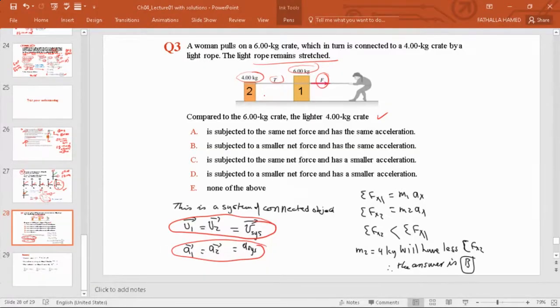Now, I can look at each object differently now. I can look at 1 and 2. And since the motion is along the X, the net force on 1, the summation of F1 along the X will equal to M1AX, and the summation of F2 along the X will equal to M2AX. Okay.